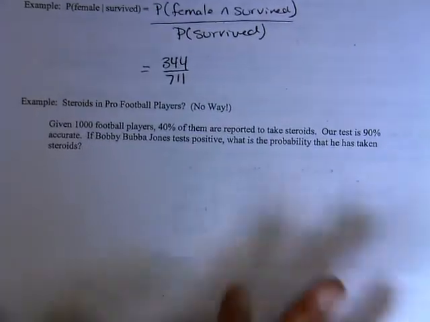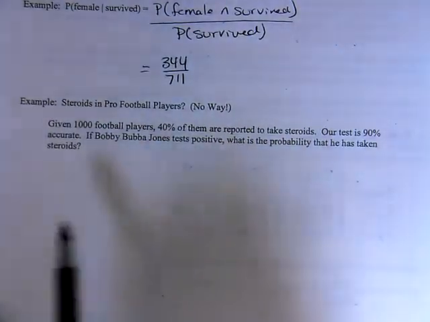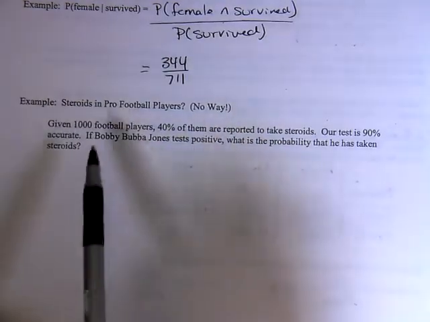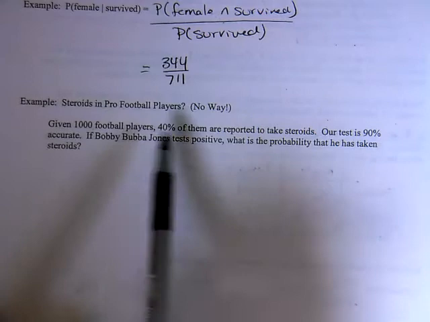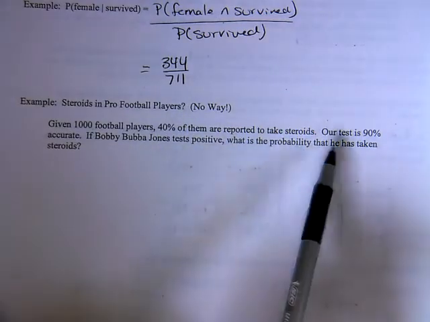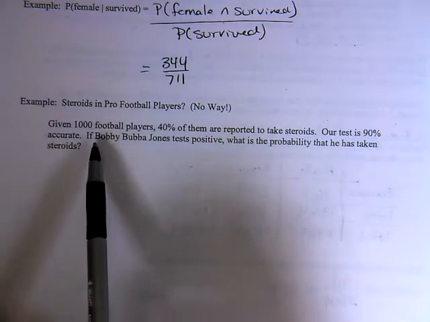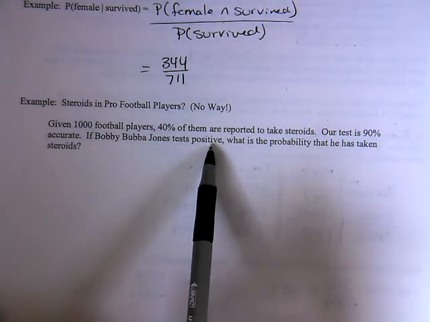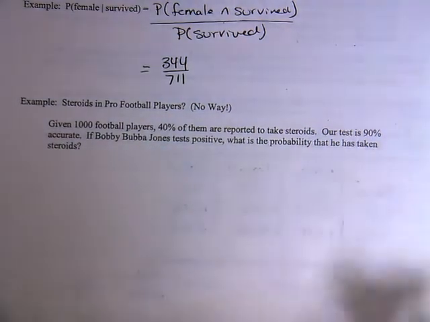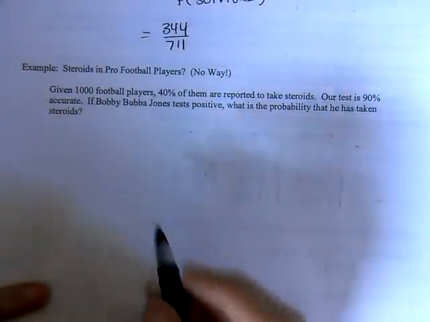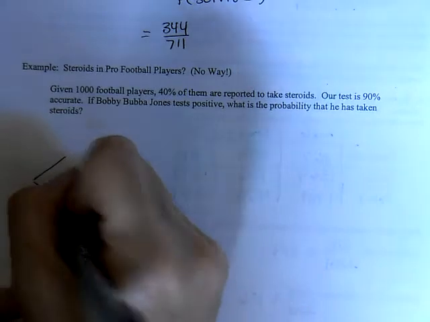Another example, this also works. You're going to see this a lot more with conditional probability in terms of a tree diagram. So given that 1,000 football players, 40% of them are reported to take steroids. Our test is 90% accurate. If Bobby Bubba Jones tests positive, what's the probability he has taken steroids? So you're going to see conditional probability a lot with this kind of stuff. So you're going to do a little tree diagram.